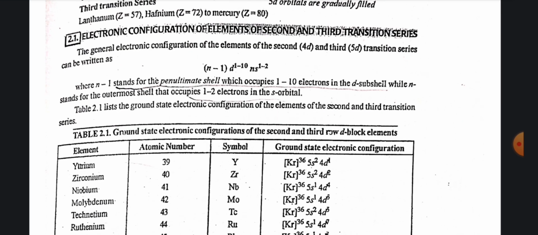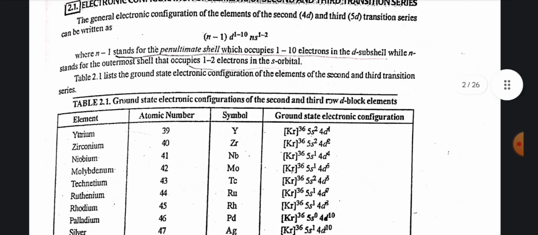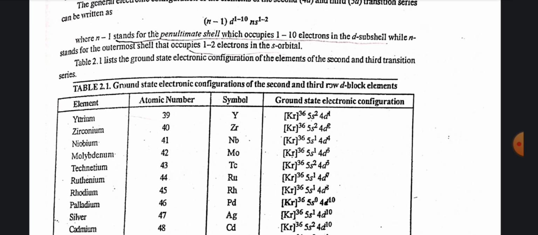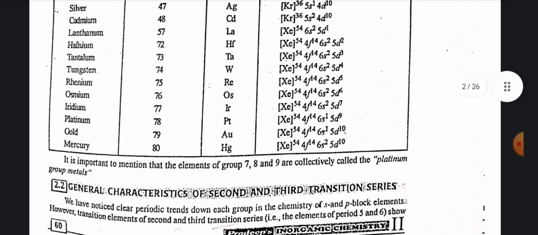Electronic configuration of elements of second and third transition series. The general electronic configuration of elements of second and third transition series can be written as (n-1)d1 to 10 ns1 to 2, where n-1 stands for the penultimate shell, which occupies 1 to 10 electrons in the d subshell, while n stands for the outermost shell that occupies 1 to 2 electrons in the s orbital.